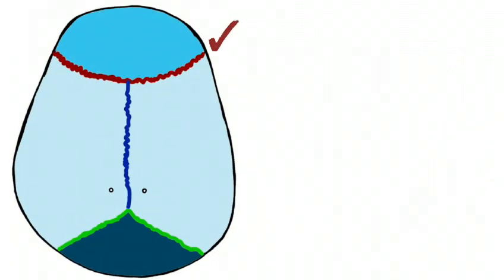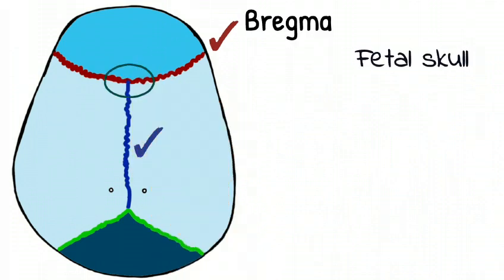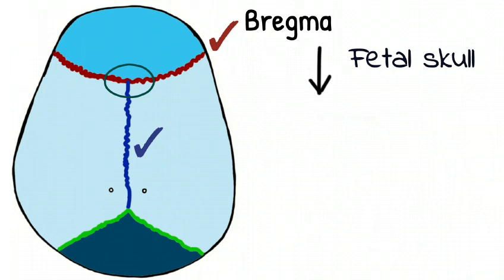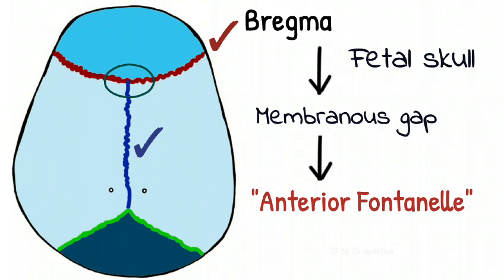The meeting point of the coronal suture and the sagittal suture is called bregma. In the fetal skull, at the site of bregma, there is a membranous gap called the anterior fontanelle, which fuses when the baby is 18 to 24 months of age.